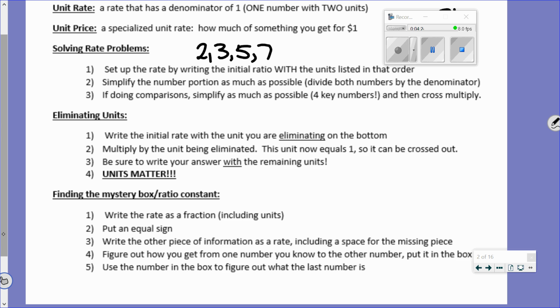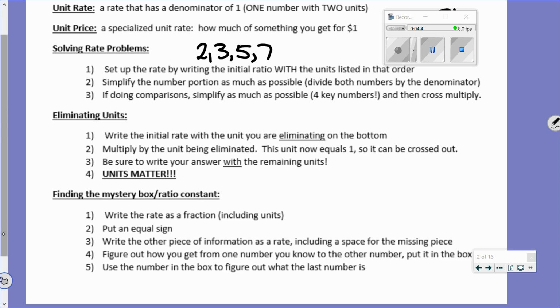They're going to have to give you a third piece of information. It's the only way you can solve these. So that third piece of information is going to go with the unit that it's listed as. Okay? Once you've done that, you figure out 2 of the numbers are going to have a relationship. I'm either going to be dividing or multiplying to get from one side to the other. That goes in my mystery box.